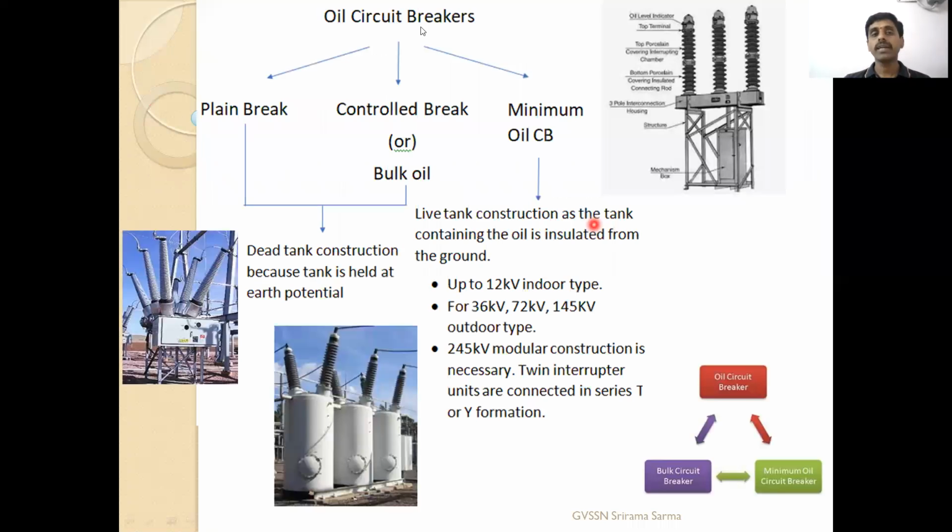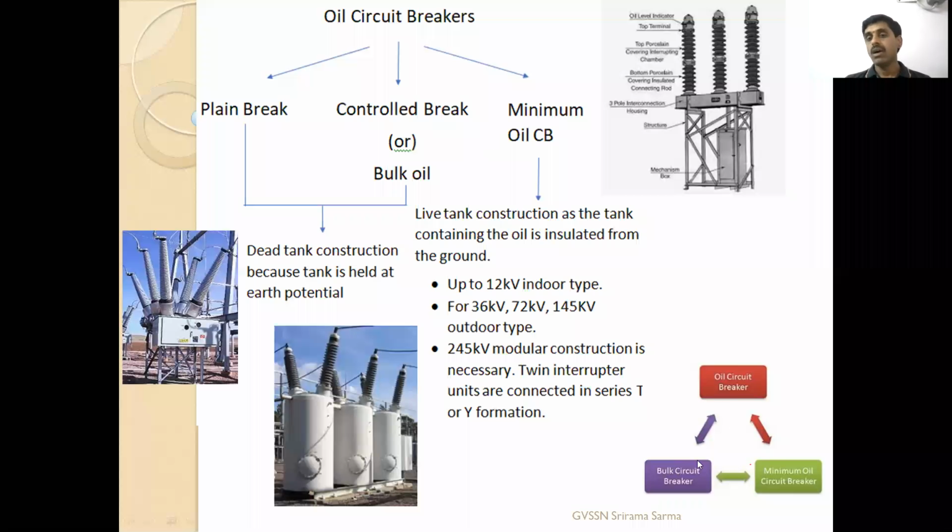So oil breakers are divided into plain break, controlled break, and minimum oil circuit breakers. The plain break and controlled break are bulk oil breakers. They are dead tank type. You can see here, these two are dead tank type, meaning the tank is at earth potential. Bulk oil means a larger amount of oil is required. If you observe here, this is the minimum oil circuit breaker, where the amount of oil required is less, almost 10% or 15% of the oil required here.